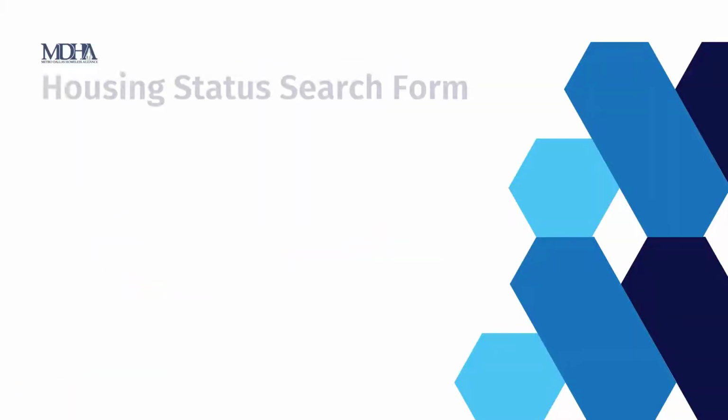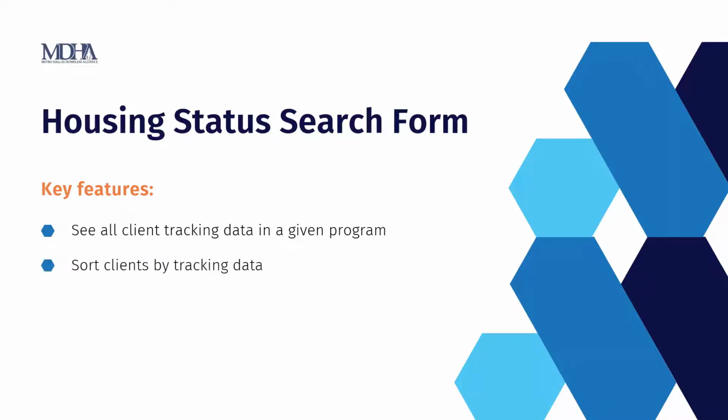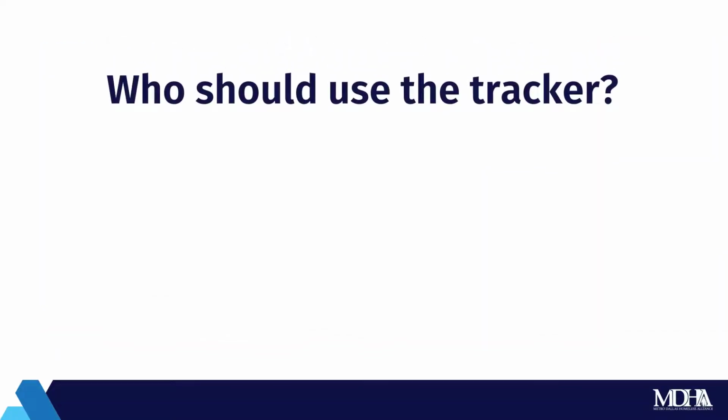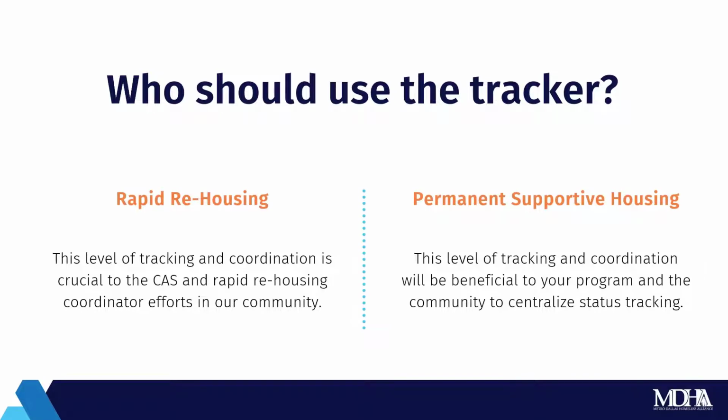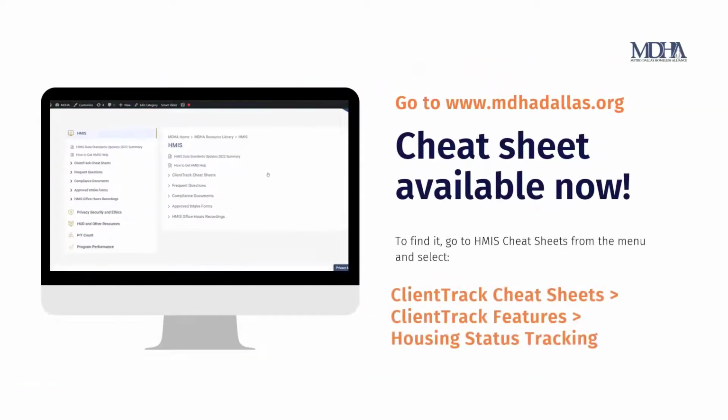In addition to the tracker, users will see the Housing Status Search form on the home workspace. The search form allows users to see all housing tracking information for a specific housing program, making it a quick way to reference a client's progress without having to search for each client in the system individually. Rapid rehousing programs should begin using the tracker as soon as they see it available in the system. PSH programs are strongly encouraged to use it as well. Keep watching the video to learn how to use these new features, or find a step-by-step guide to both features in our housing tracking cheat sheet.